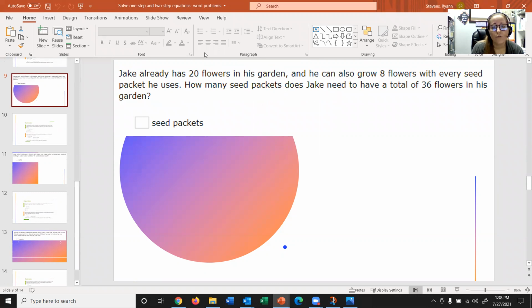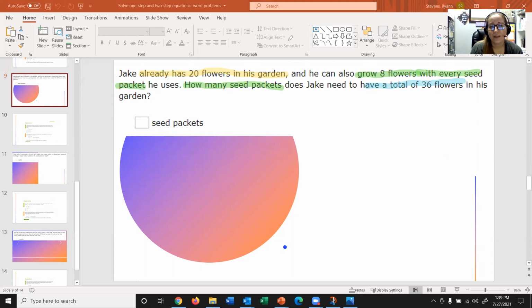Okay, we're going to go through and highlight some of these important key facts that we need for the equation. So it says that Jake already has 20 flowers in his garden. Okay, he's already starting with 20 flowers. The next piece of information is that he can grow 8 flowers with every seed packet. And then it wants to know how many seed packets. Okay, so that's an important thing to look for, is the fact that we know that he can grow 8 flowers with every seed packet, but we want to know how many packets that we need. And then the last piece is that Jake wants to have a total of 36 flowers in his garden.